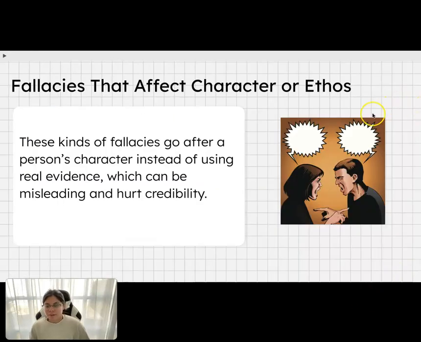Next, we have fallacies that affect character or ethos. Some fallacies don't even try to argue the point logically. Instead, they attack the person making the argument. For example, we'll talk about it in the next slide, but ad hominem fallacy happens when someone attacks the speaker instead of the argument itself. An example would be, we shouldn't listen to her views on climate change. She failed science class in high school. The speaker's science grade doesn't actually prove whether the argument is right or wrong. And this type of fallacy is often used to distract us from the real issue at hand.